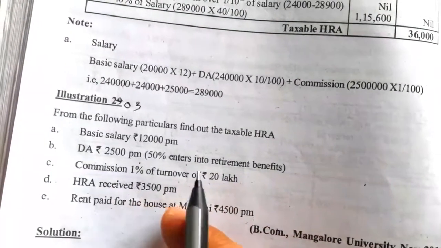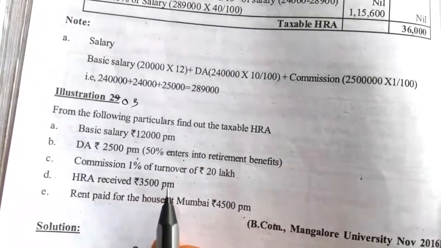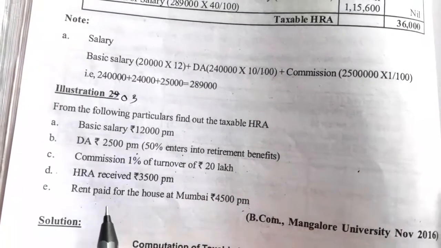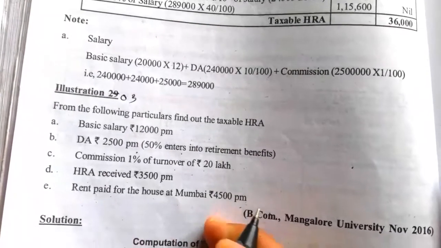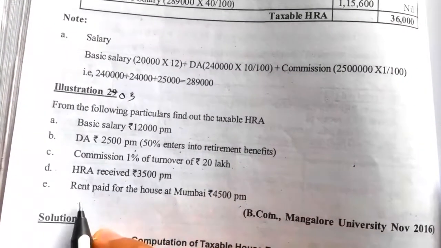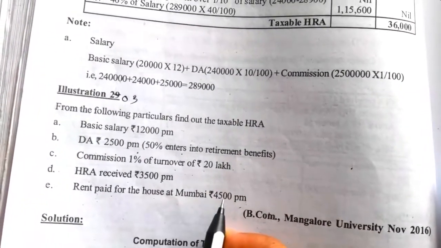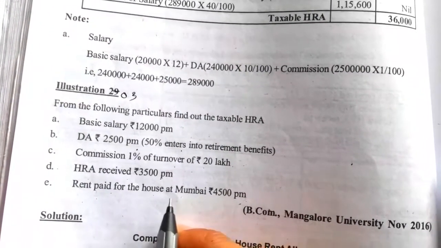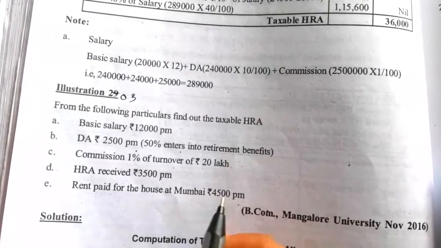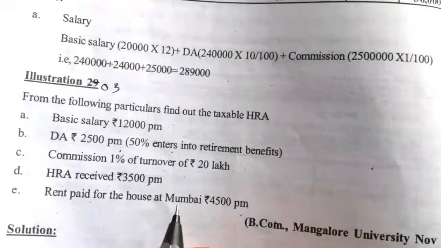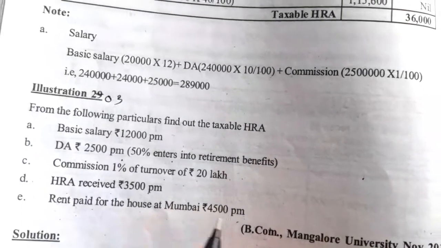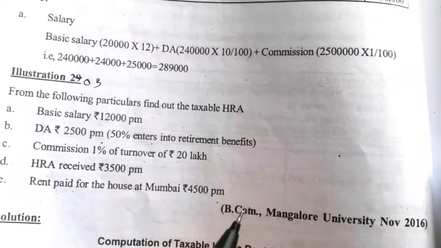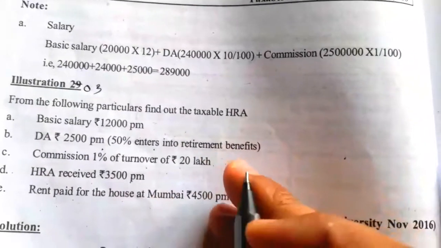So as per the exemption, first criteria is actual HRA received for relevant period. In this question they have not given that he has shifted his house in the middle of the year. So it is assumed that the rent paid for the house, 4,500 per month, is for the entire 12 months. He is staying in that rented house the entire 12 months in the previous year. So the relevant period is 12 months.